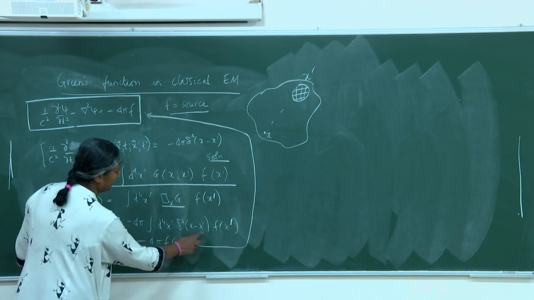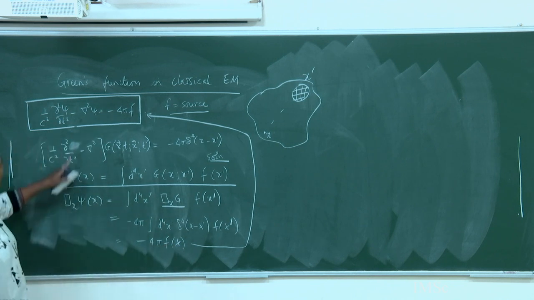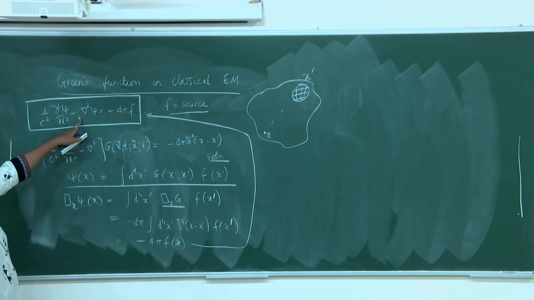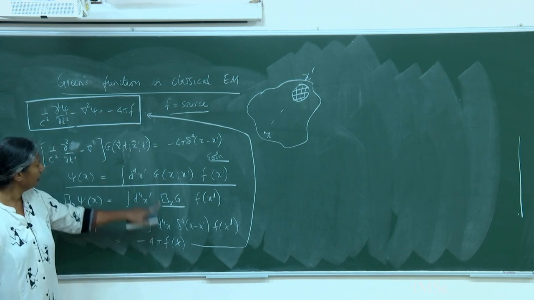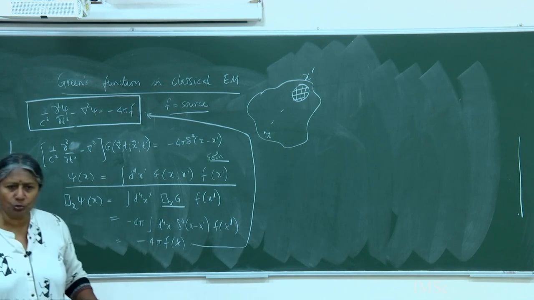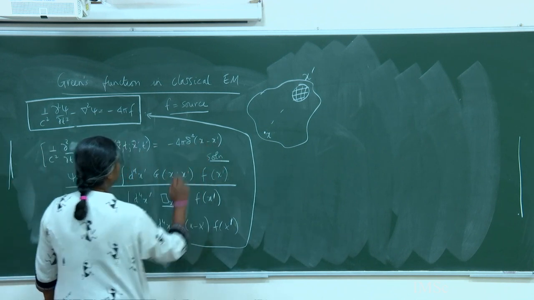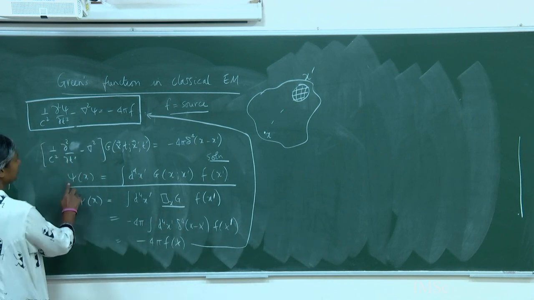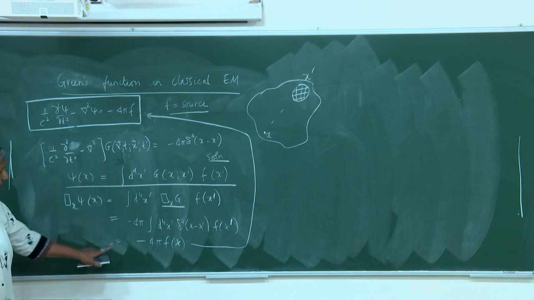And once I put in the delta function, this gives me simply f of x, right? Which is my original equation. My original equation is box psi is minus 4 pi f, right? So I have not done anything. I have split up the problem into two parts. I write the homogeneous equation in terms of which the solution psi is given by this, and I have proved it to you in these 3 steps.